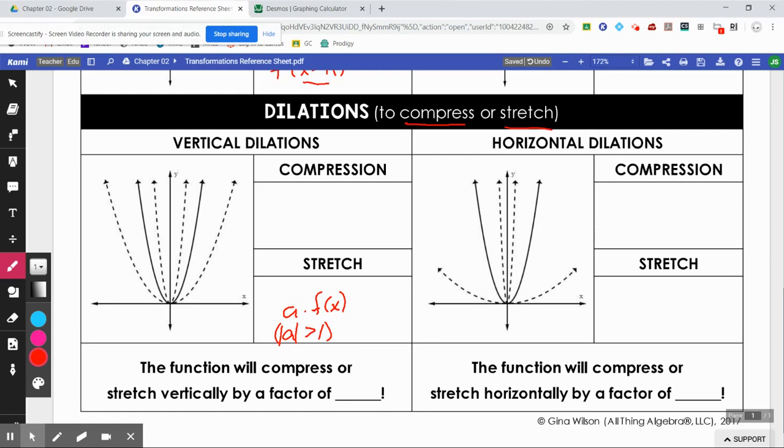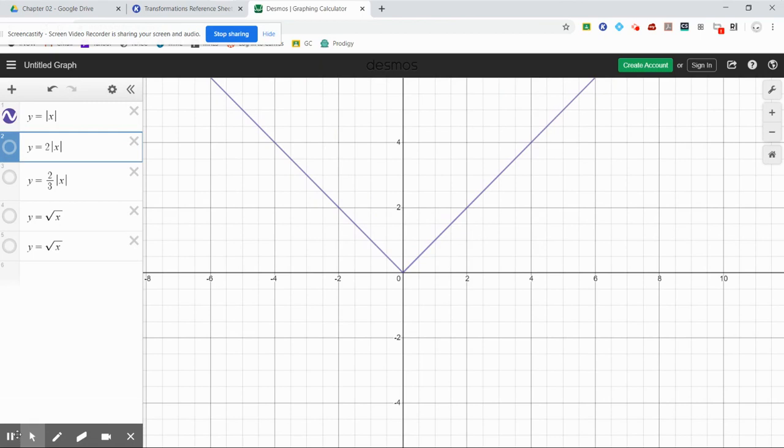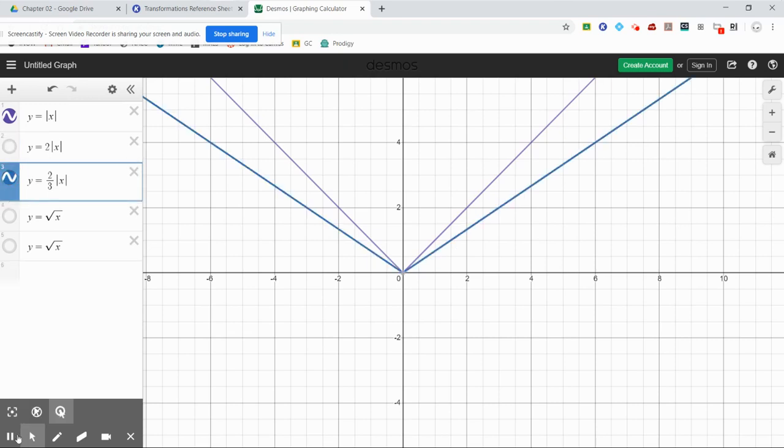Now, a compression would be our second type right here. If you multiply by a number smaller than 1, or whose absolute value is smaller than 1, it's going to compress it. Like in this case, I multiplied by 2/3. And notice every point is now 2/3 of the way to the x-axis. What used to be at 2 is now at 4/3, which is 2/3 of it. What used to be at 1 right here is now at 2/3.